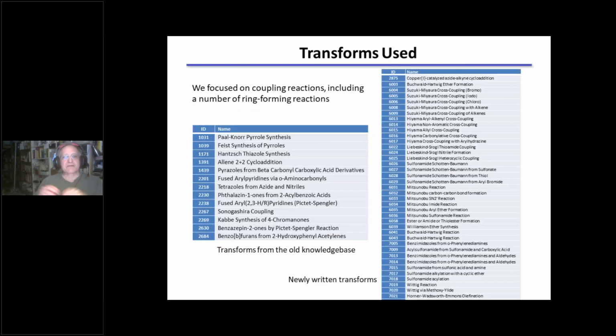Okay, without going in detail through the transforms we've used, on the left side, these were the transforms from the old knowledge base, and they all have a 4-digit ID number. And again, feel free to quickly look at it. And then on the right are the newly written transforms that we used for SAVI 2020.